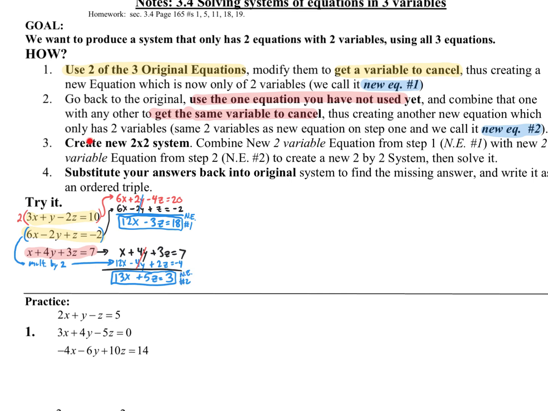Step 3 says create a new 2x2 system. What does that mean? Take this new equation 1 and this new equation 2 and write them together, and that'll be your new 2x2 system that you could solve using linear combinations method or elimination method that we learned last week. Does that make sense? So step 3 is to take this one and that one, create a new 2x2 system.